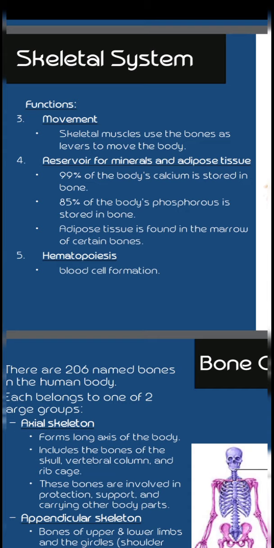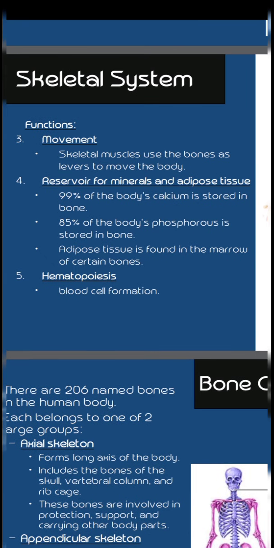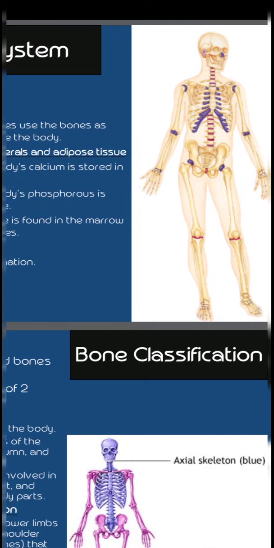Adipose tissue, fat tissue, is also located in bones. It is found in the bone marrow of certain long bones. Bones have a very large, huge role in hematopoiesis. Hematopoiesis is the process through which blood cells are formed, especially the red blood cells, which help in respiration and transport of oxygen, are primarily produced within the bone marrow, because the bone marrow contains hematopoietic stem cells.